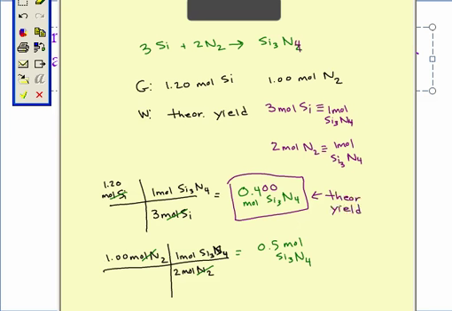Now the question did not ask for it. However, my silicon is my limiting reagent. It's the reagent that runs out first, and the amount of product it forms is the theoretical yield.